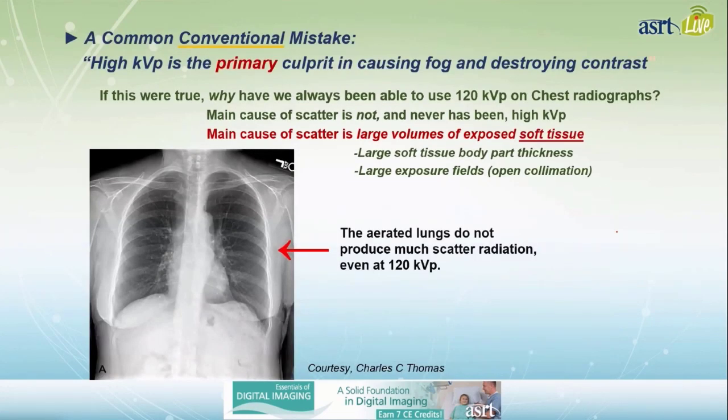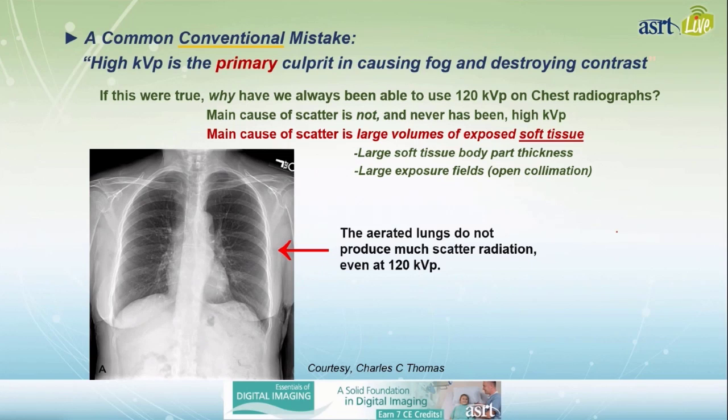In fact, traditionally, even before digital, I realized, even as a student, I could see at some point that high kVp kept being blamed for destroying contrast as if it were the primary culprit. Well, if this were true, why have we always been able to use 120 kVp on a chest?